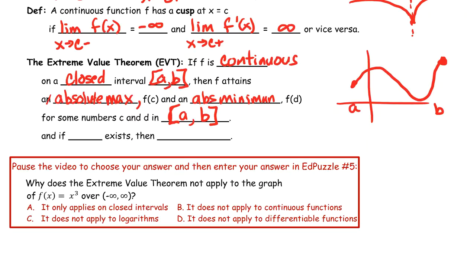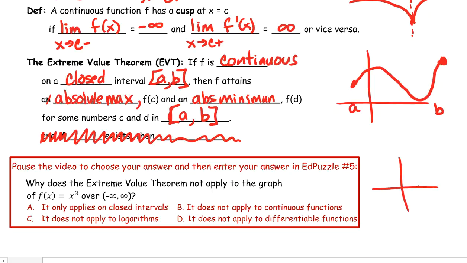All right, I was just noticing here, I think this line is a typo. It's from the next question. It appears again later. All right, so we have another understanding check here for you with an Edpuzzle question. Why does the extreme value theorem not apply to the graph of x cubed? So think what the graph of x cubed looks like, pick your answer, and I'll be right back.